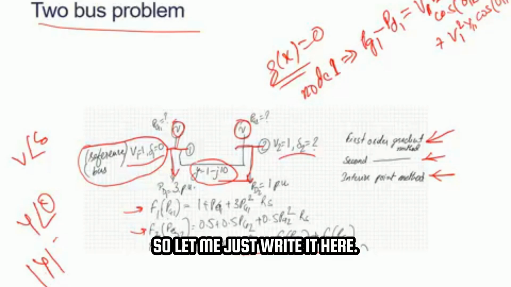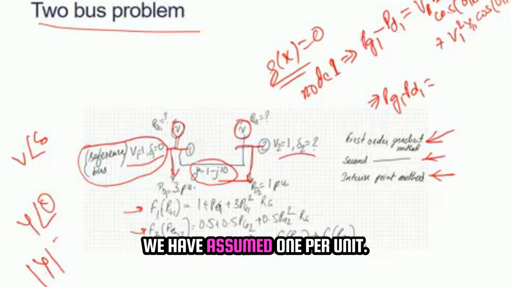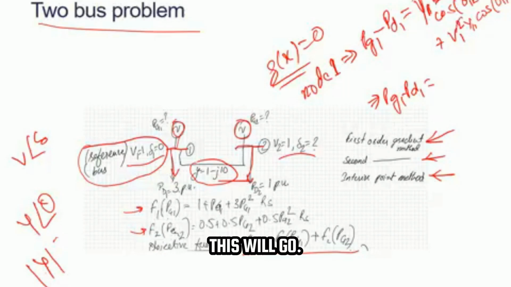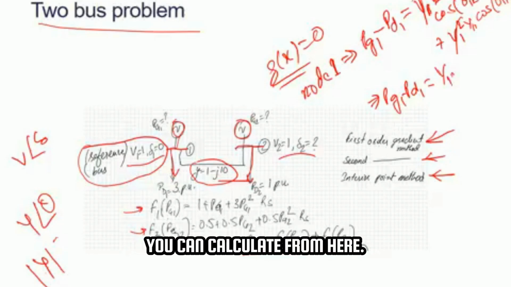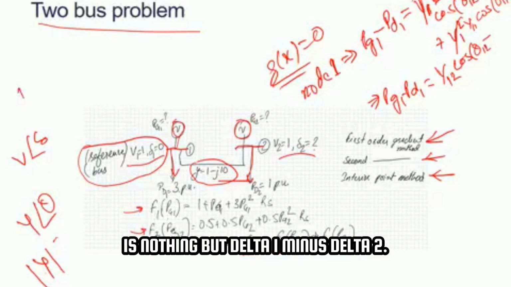I'll show it. So let me just write it here. Again, it will be PG1 minus PD1 equal to V1 V2. We have assumed 1 per unit, so this will go, this will go, this will go. Y12 will be some value you can calculate from here, cos(theta12 minus delta12), where delta12 is nothing but delta 1 minus delta 2.